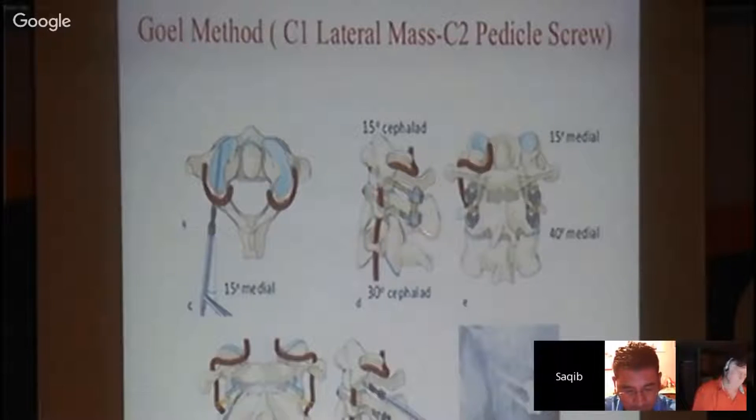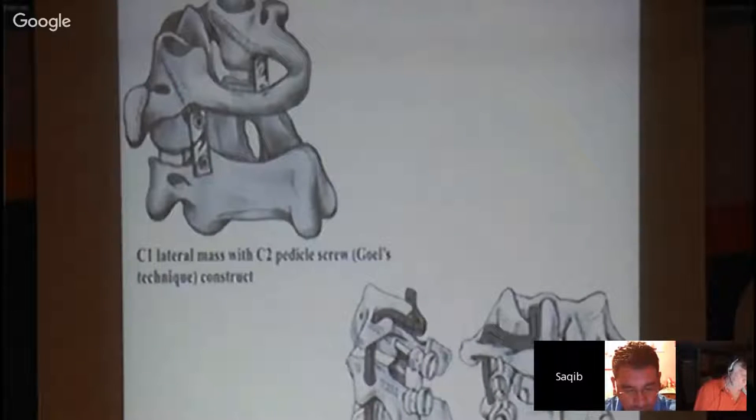Again, the angle, if you see here, is about 15 to 20 degrees. And if you're looking at how far medially it's coming, it varies from 15 degrees to 40 degrees, depending on what exactly we're doing and where exactly our entry point is. C1 lateral mass with C2 pedicle screws, if you're doing that, this is the construct that Tom described with the rod, and it makes life much easier for us.